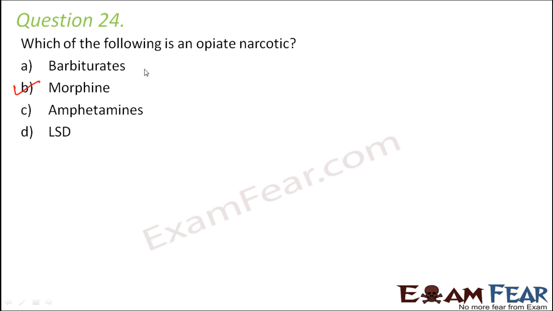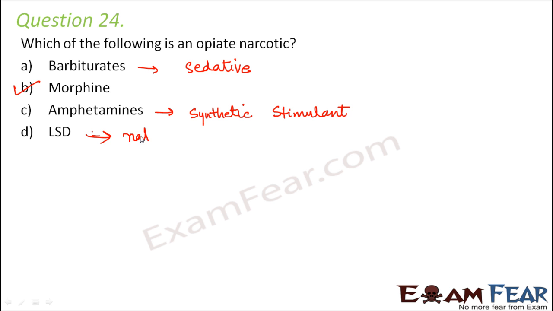What about barbiturates? Barbiturates fall under the category of sedatives, and in fact barbiturates are great sleeping pills. If you talk about amphetamines, they are stimulants. In fact they are synthetic stimulants. That means these stimulants are artificially prepared from some other substances. LSD is a hallucinogen. In fact it is a natural hallucinogen. That means it is obtained from some naturally existing plant parts. LSD is actually obtained from ergot, which are parasites on the rye plant. So LSD occurs naturally in nature. So this is a natural hallucinogen.